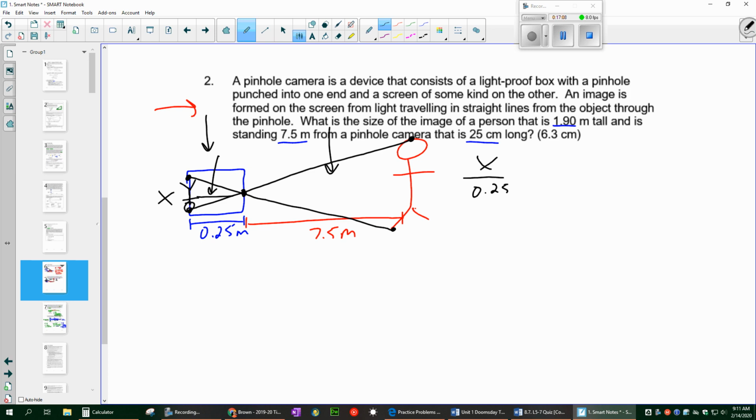is equal to, and then, oh, I didn't write the height of my person here. His height was 1.9 meters. Then just make sure the x goes with that one. They're the two that are similar, the ones that are on the same side. So that's going to be 1.9 meters over 7.5 meters. I think you guys can do this one. But anyway, in the end, you get 0.063 meters, which would also be equal to 6.3 centimeters.